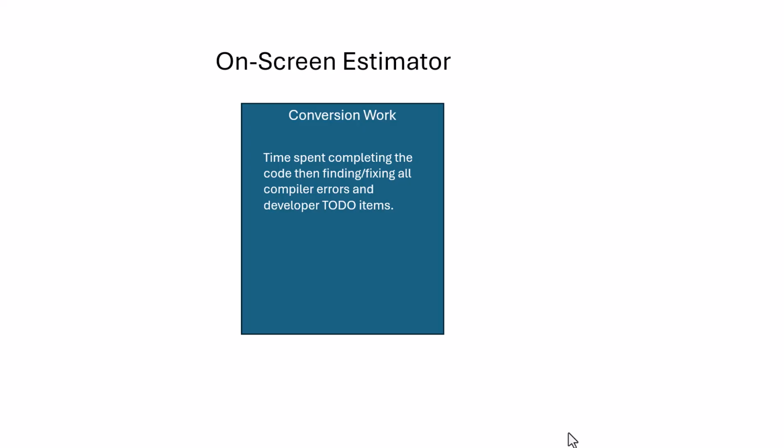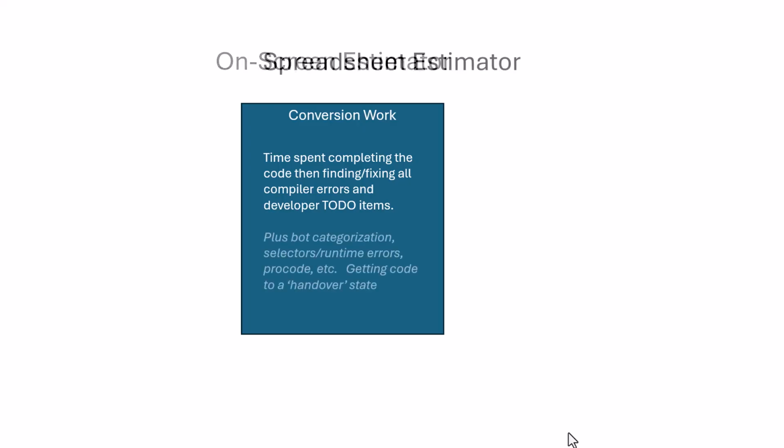Separate from this on-screen estimator, there's also an external spreadsheet estimator that Blueprint exports for you. This lets you do further, more refined estimates, and being in Excel, you can of course extend it however you like. We plan to implement this spreadsheet estimator inside the product, but for now, let me show you how it works. First, it extends the on-screen estimation of the conversion work to account for selector respying, runtime errors, any pro code that may be embedded.